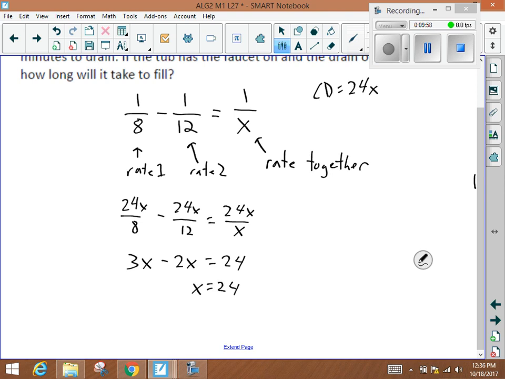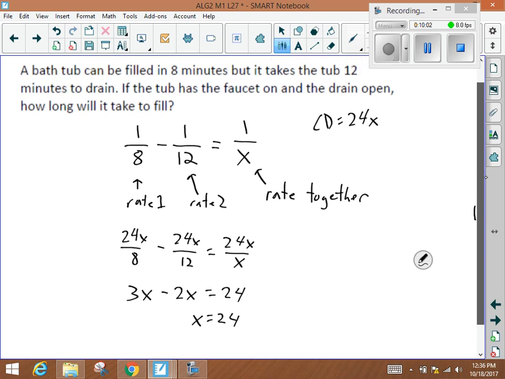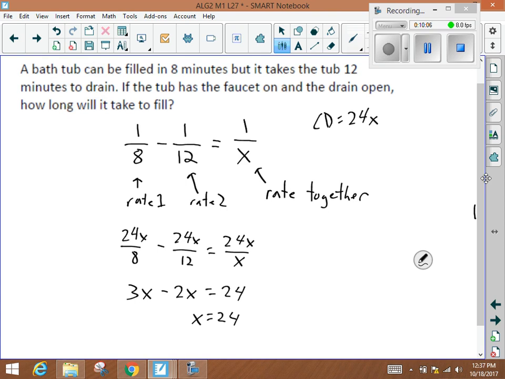So in context of this problem, we always got to answer these in context. How long is it going to take for this silly person who is trying to fill the bathtub with the drain open? It will take 24. We got to make sure we have our units right. It's 24 minutes. Perfect.